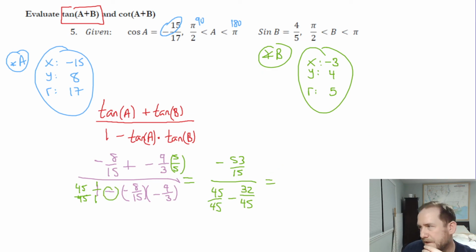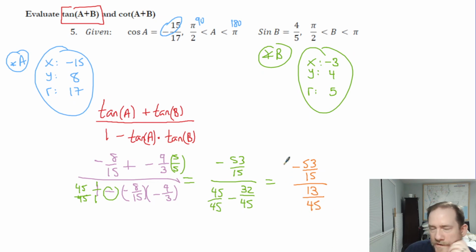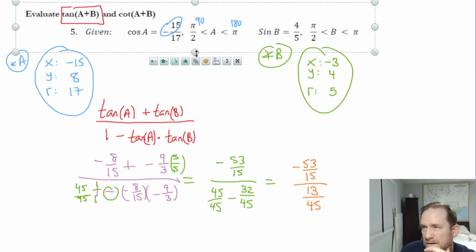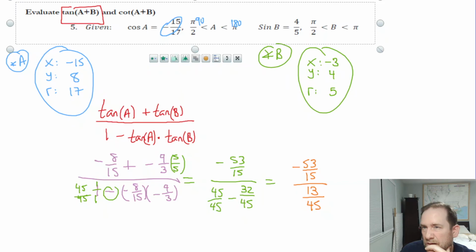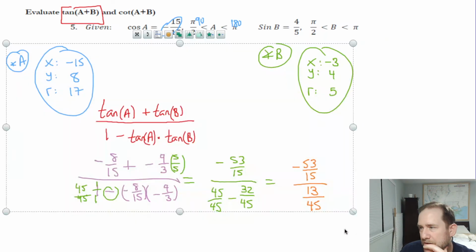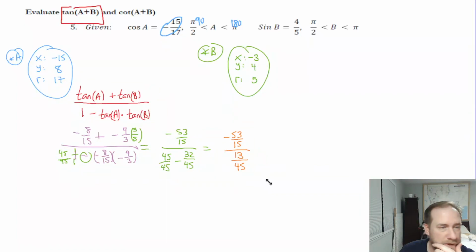So it looks like we have a negative 53/15 over 13/45. So there's our answer as a complex fraction, but you can't have complex fractions. We got to clean this up. All right, I'm going to take all that, maybe shrink it a smidge.